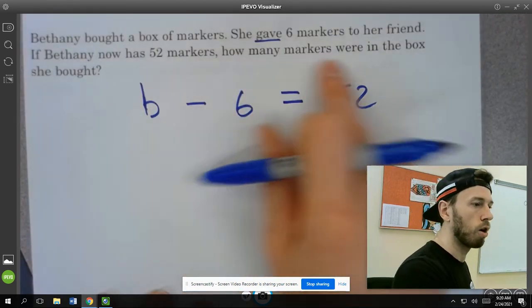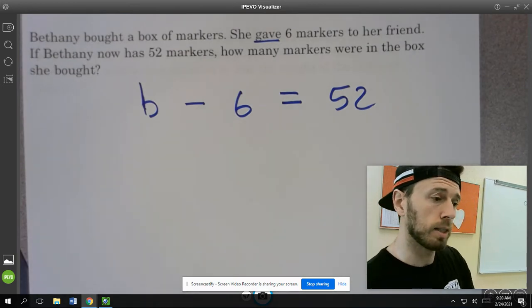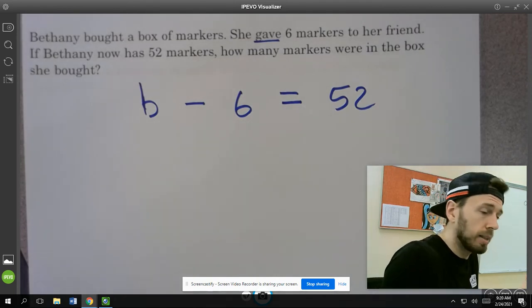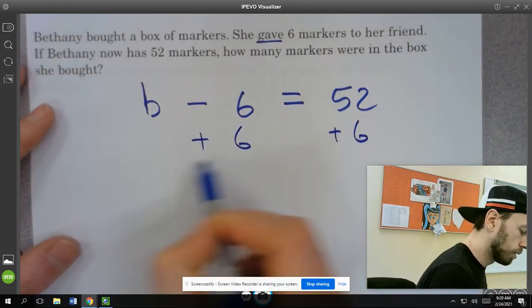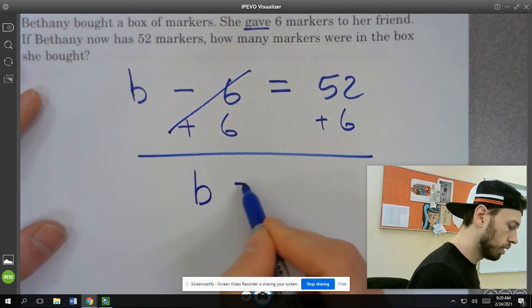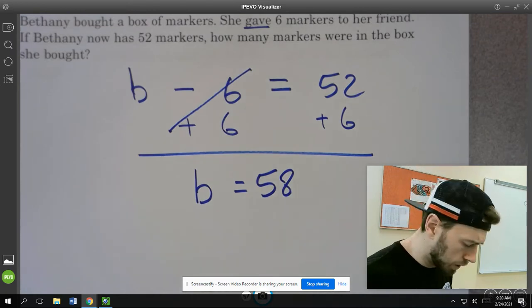Now it asks us to solve how many markers were in the box that she bought. All we've got to do is take the 6 that she subtracted away from her, add them back to find out what that would be. And in this case, isolate the variable, right? By adding 6 to both sides of the equation. Cancels this out. B equals 58. And that's a reasonable answer, right?